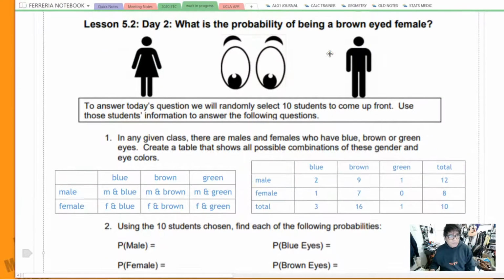So, what's the probability of being a brown-eyed female? To answer today's question, we're going to randomly select 10 students to come up front. Of course, we're going to do that kind of virtually. We're going to use these students to answer the following questions. In any given class, there are males and females who have blue, brown, or green eyes. And we're going to create a table that shows all possible combinations of these eye colors and gender.